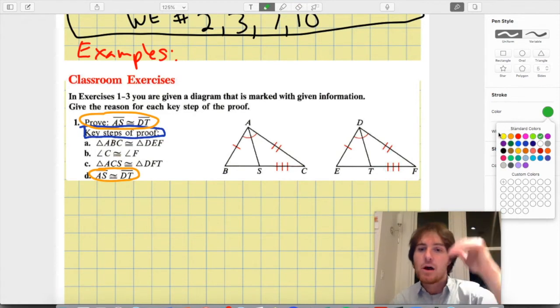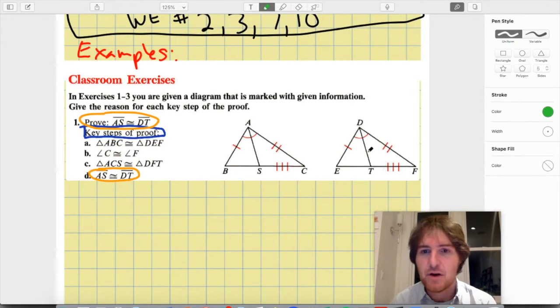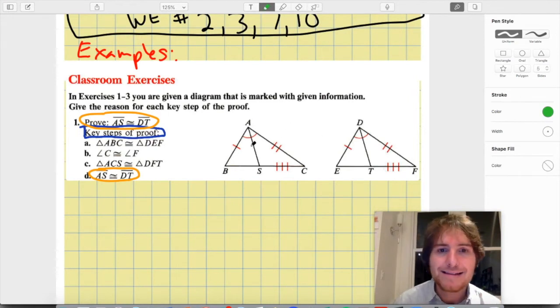We don't just want to write these two column proofs that are very slow. We want to be able to make connections. I see this stuff here, I'm given information. How am I going to tell that AS is congruent to DT? So I need 4 tick marks there. I'm going to get to that, okay?